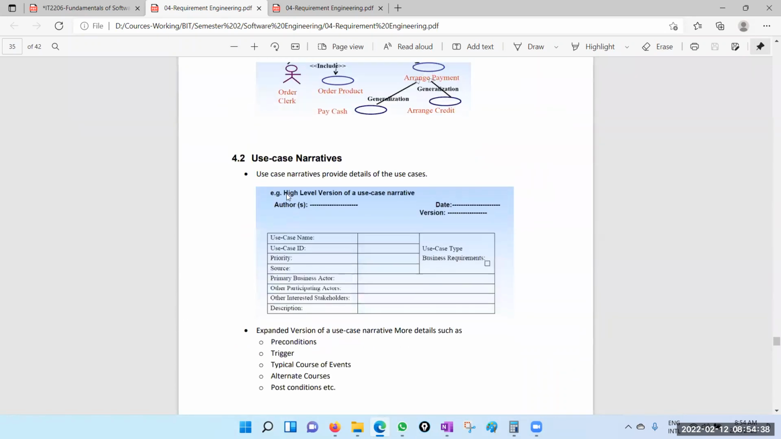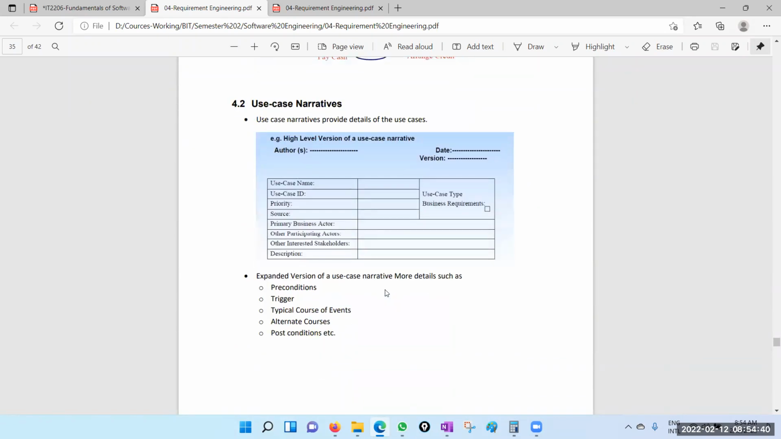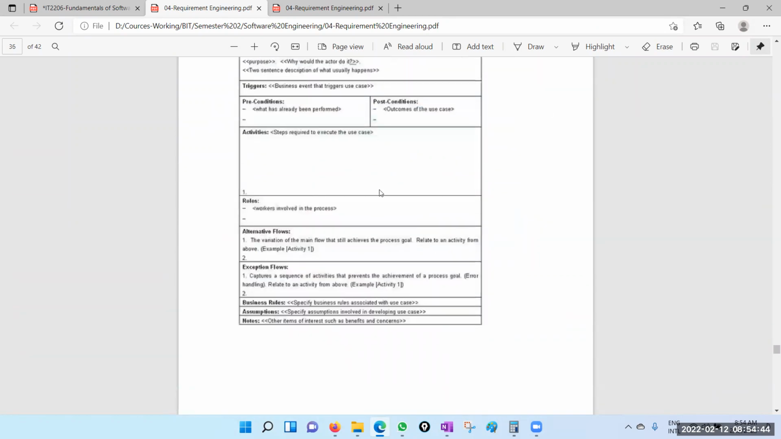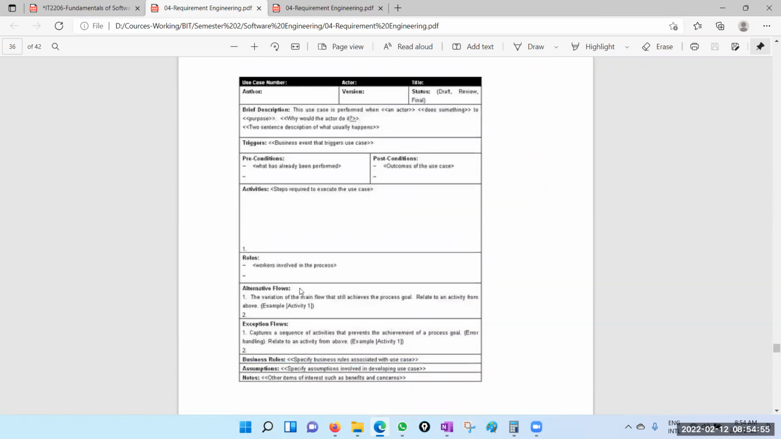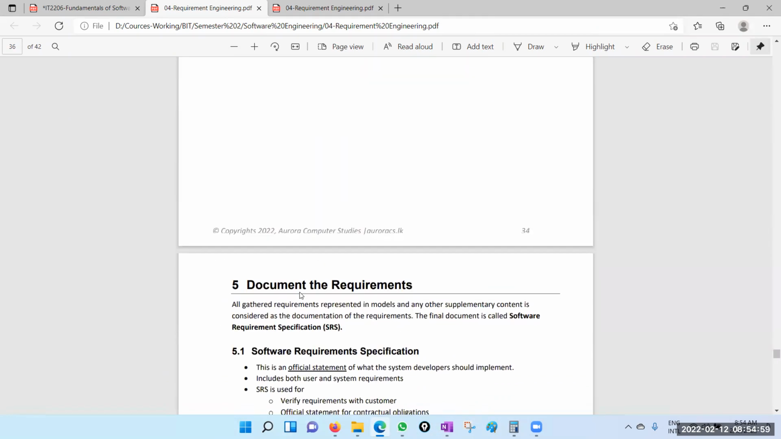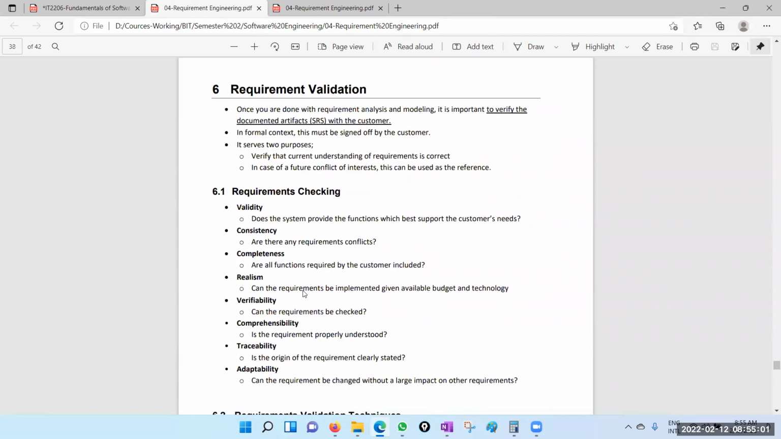Inheritance, extras. So these are use case narratives, if you want to give more information and more details. It has the use case name, preconditions, postconditions, the flow of activities, the outcomes, and you can show alternative flows and error flows. Okay. So documentation I explained.